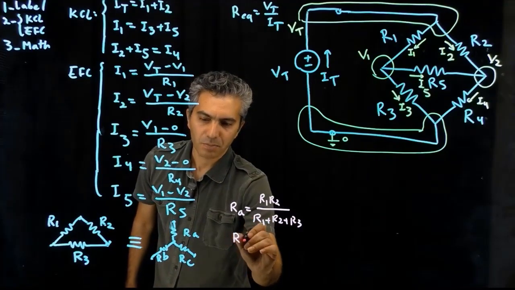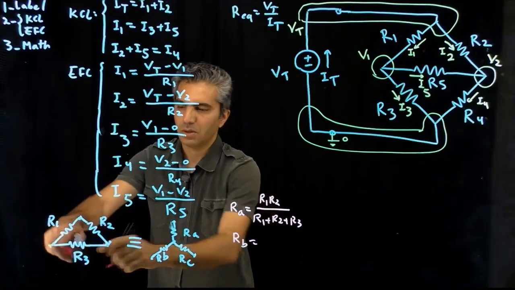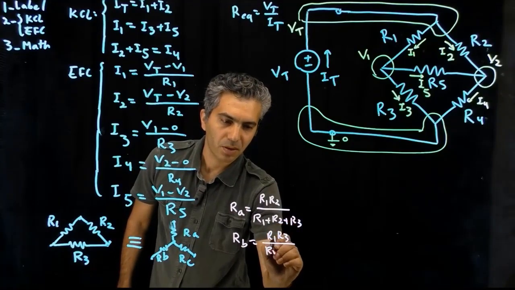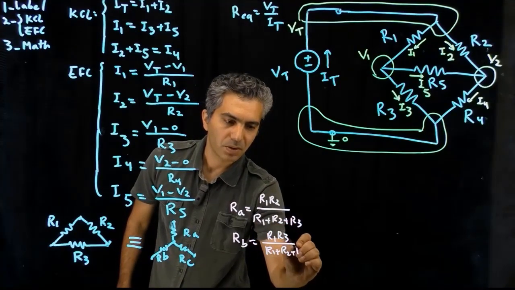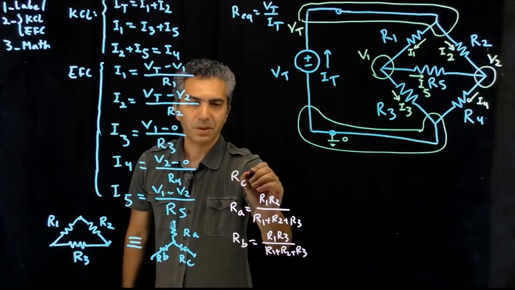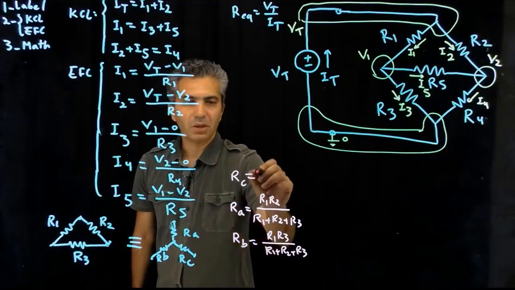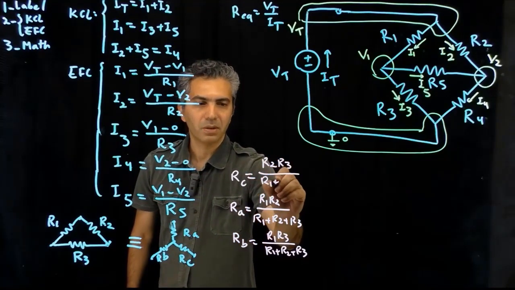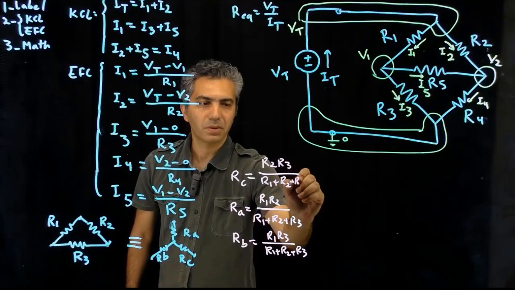And then RB, same story. So R1, R3 divided by R1 plus R2 plus R3. And then finally I'm going to put it up here, RC would be R2, R3 divided by R1 plus R2 plus R3.